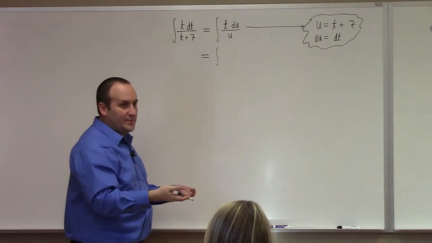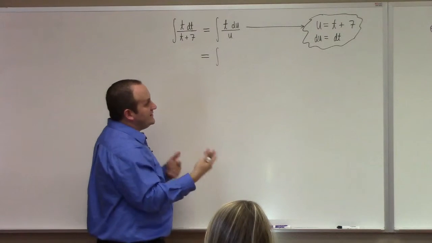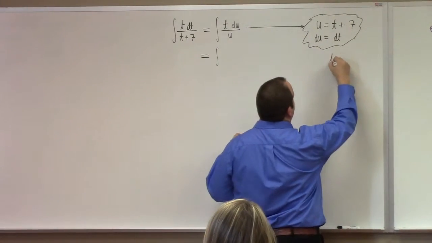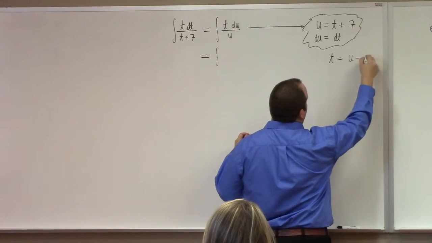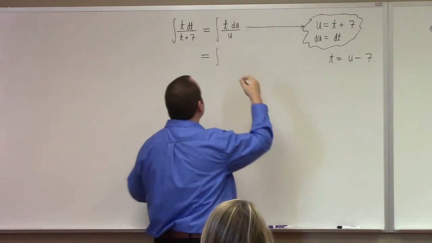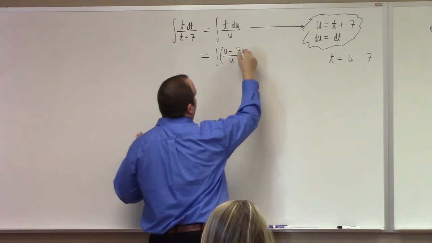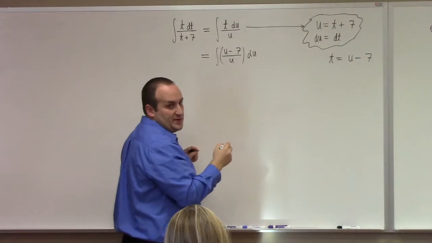So you solve, basically the issue is to make the u-substitution, you have to convert everything to the transformed variable. So I have to change the t to a u. So what is it? Right, t is equal to u minus 7. And that's exactly what we have to do. So then you plug that in. So I got u minus 7 over u du.